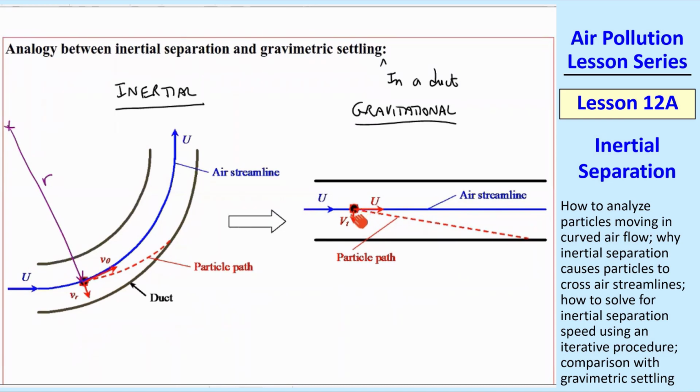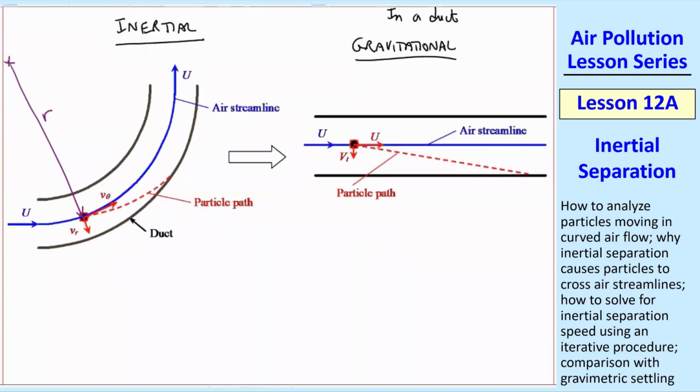We called that capital VT the terminal settling speed. In this case, it's called little vr, which is the radial separation speed. But these are really analogous problems if you kind of flatten this out and straighten it out to look like this. The only difference is the acceleration is u theta squared over r, whereas here it's just gravity.